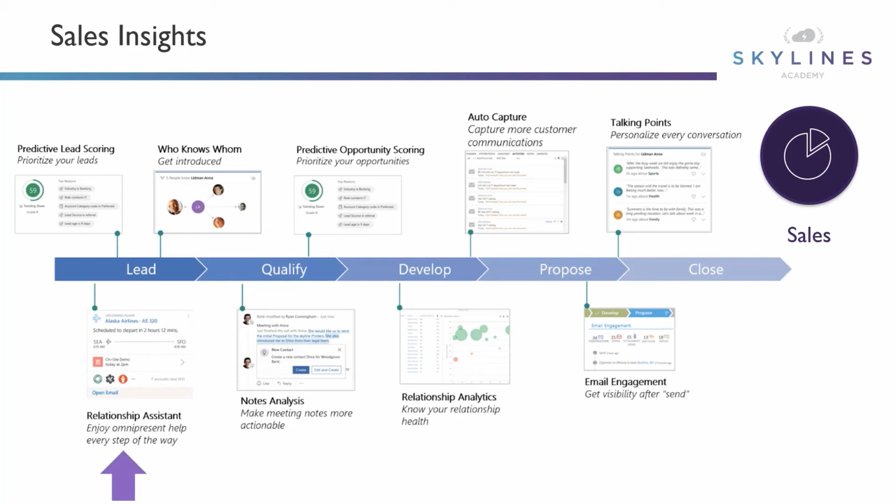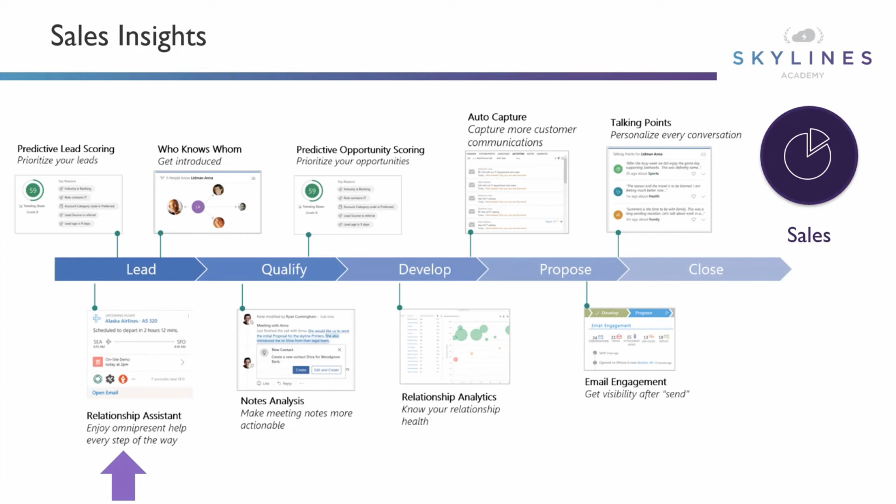So let's start with lead. The assistant, formerly called Relationship Assistant, analyzes all data at its disposal from Dynamics 365 and Exchange, and it generates a collection of action cards. Each card includes a message summarizing what the card is about, plus a set of links to take the next best action. The card displays on a mobile device and as a carousel within the web app.